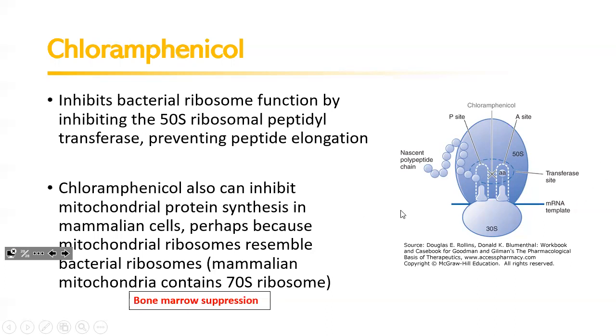Chloramphenicol also inhibits the mitochondrial protein synthesis in the mammalian cells, and perhaps that's because it exerts activity against the mitochondrial ribosome. Anyone interested in reading about the mitochondria? This is side information. Mitochondria is one of the organelles, right? It's the powerhouse in our cells, even in the plant cells.